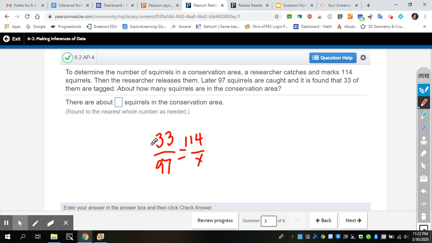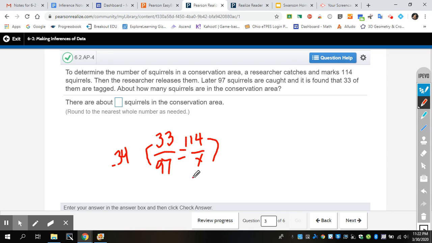Okay, so what we would have to do is go 33 divided by 97. I believe that gives us like 34%, 0.34. So we divided right there. So we want to divide again: 114 divided by 0.34. Let me check my numbers on this to make sure they are correct. Let's go 33 divided by 97. Yep, 34%, 0.34. So we want to take that then and go 114 divided by 0.34.